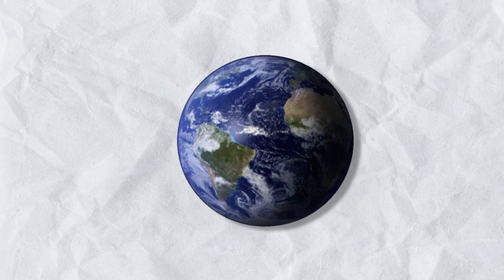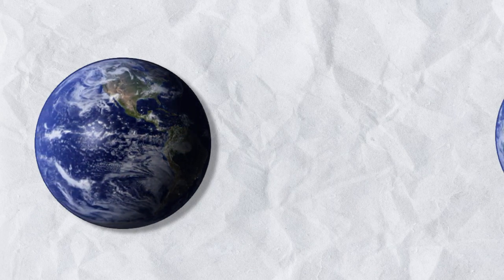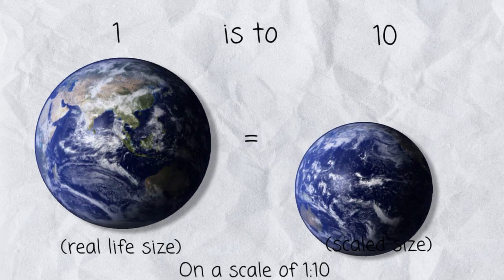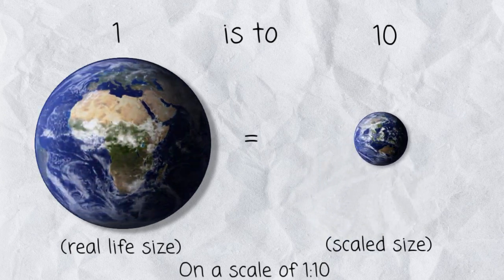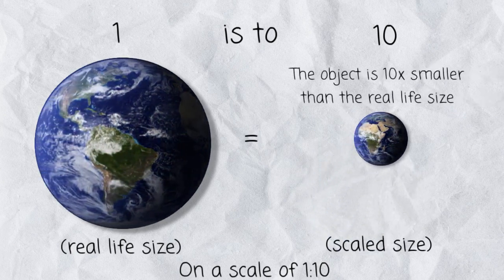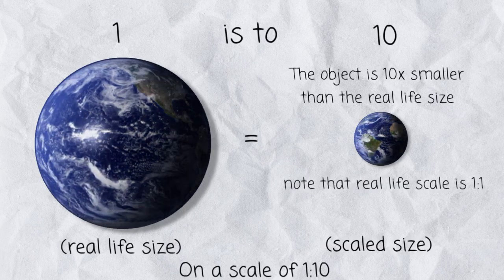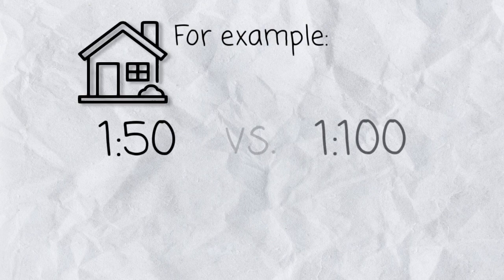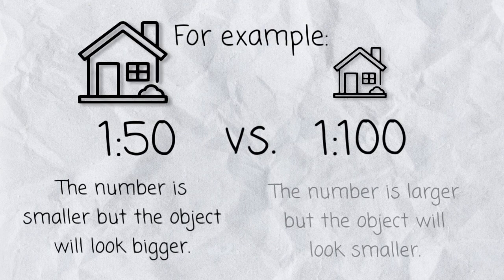1:100. In the real world, 1 meter is equal to 1 meter, but a drawing at a scale of 1:10 means that the object is 10 times smaller than in real-life scale, which is 1:1. As the numbers in the scale get bigger, the elements in the drawing actually get smaller. For example, an object at the scale of 1:50 would be bigger than the same object at the scale of 1:100. What scale should you use?